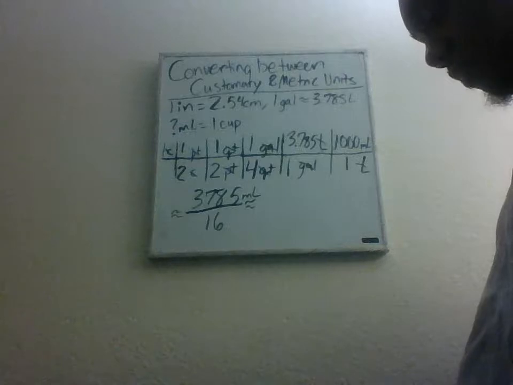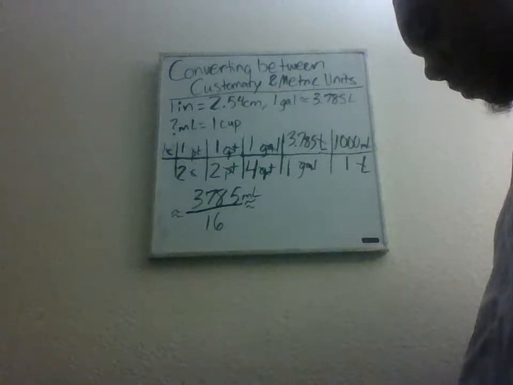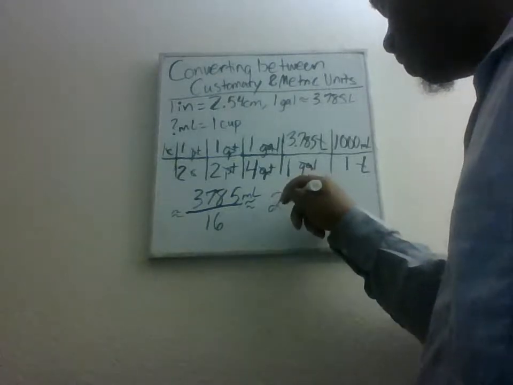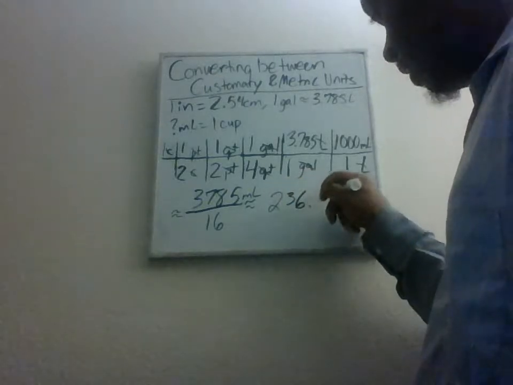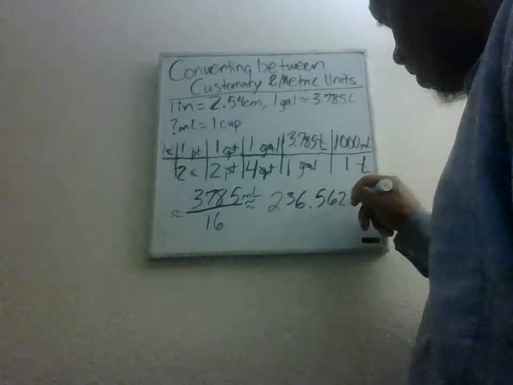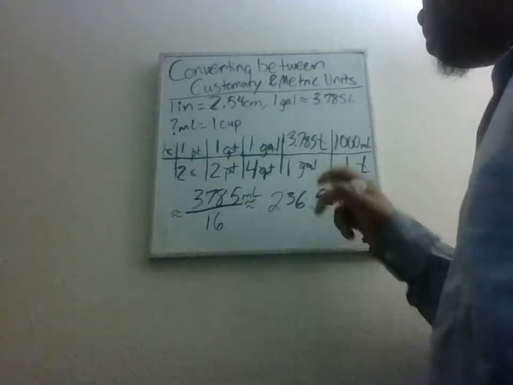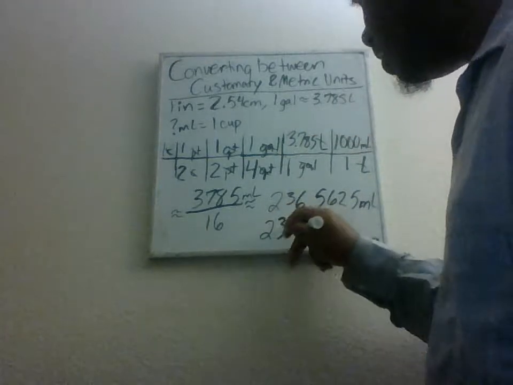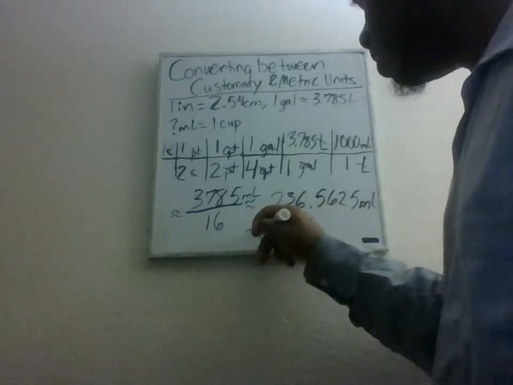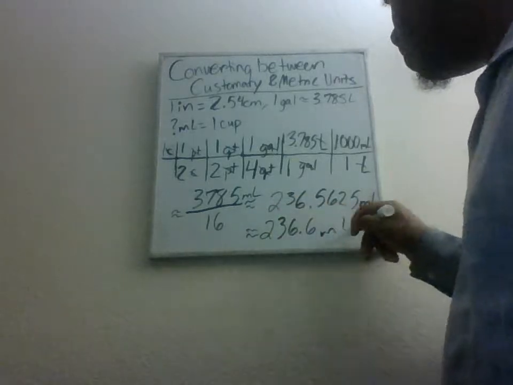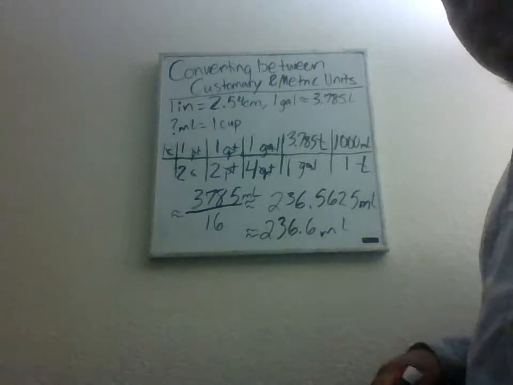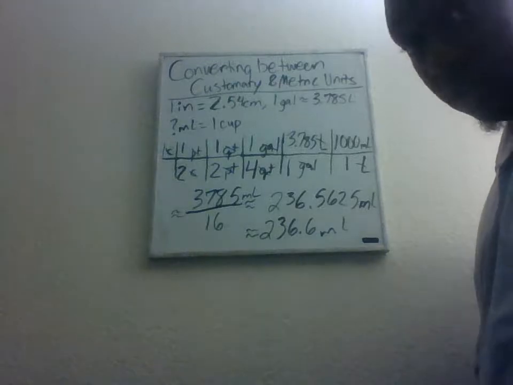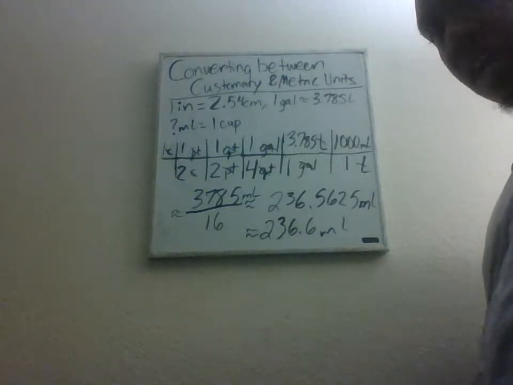And if we were to actually simplify that, we will end up with 236.5625 milliliters, or because we have 4 significant figures here, 236.6 milliliters. That's how many milliliters you would need per cup. So you have to multiply that times 16 so you can figure out how many milliliters you would need to drink in a day. Okay?